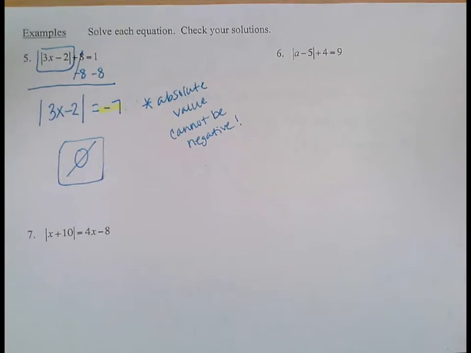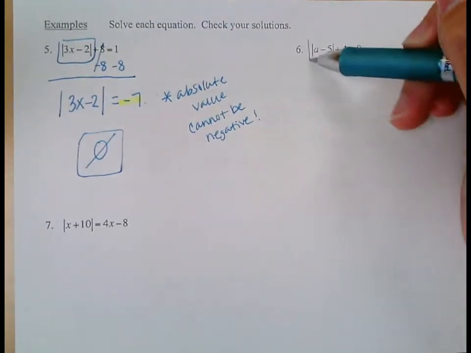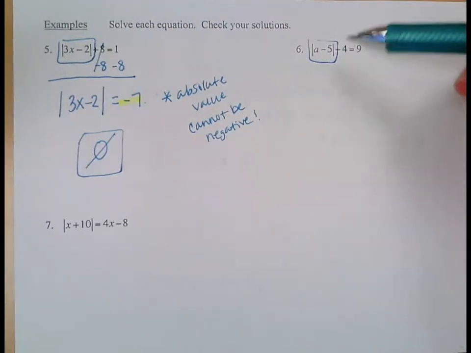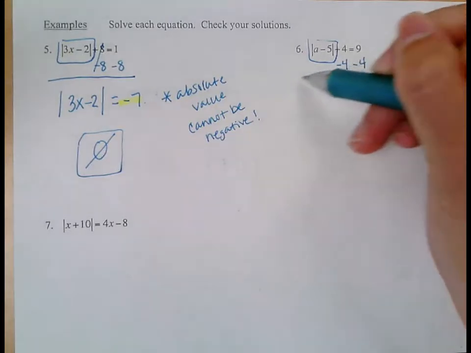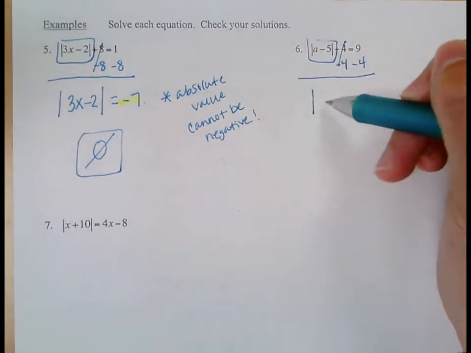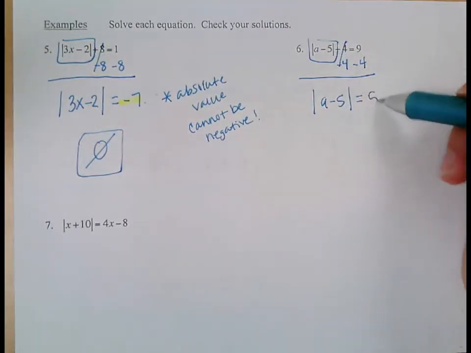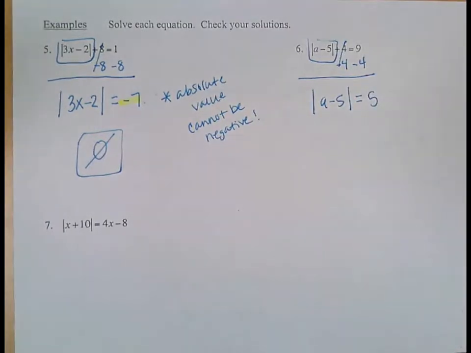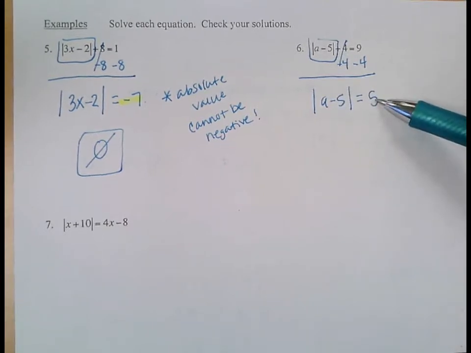note to make. Okay, and then for number 6, so this one is set up a similar way as 5. We need to get the absolute value expression alone first, so I need to get rid of that positive 4. So I'll subtract 4 from each side first. So the absolute value of a minus 5 is equal to 9 minus 4 is 5. So this equation now is okay. I can continue from here because the absolute value of something is equal to a positive number.